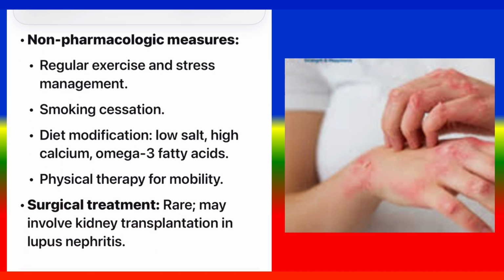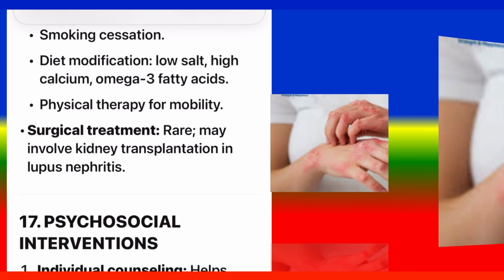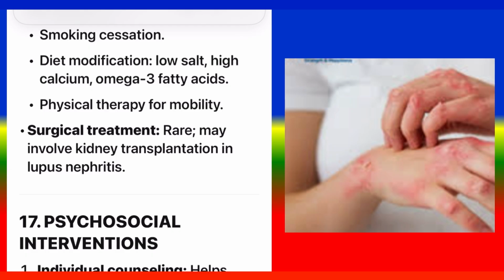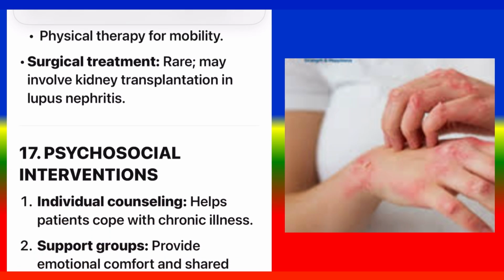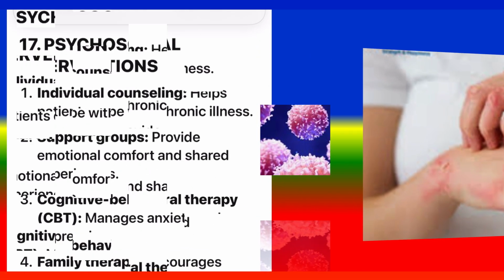Non-pharmacologic measures: regular exercise and stress management. Smoking cessation. Diet modification: low salt, high calcium, omega-3 fatty acids. Physical therapy for mobility. Surgical treatment: rare. May involve kidney transplantation in lupus nephritis.